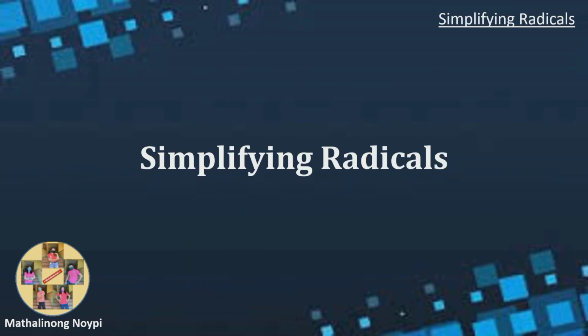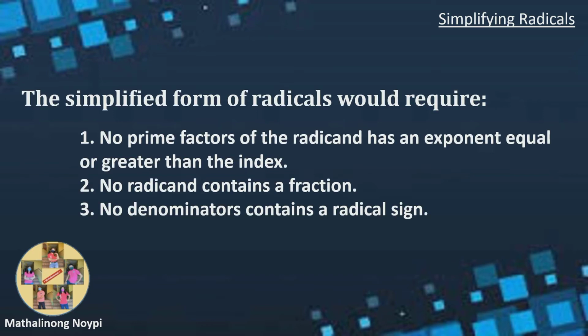Now let's proceed to simplifying radicals. But let's take the reminder that the simplified form of the radicals would require: first, no prime factors of the radicand has an exponent equal or greater than the index. Number 2, no radicand contains a fraction. Kailangan hindi naka-fraction ang radicand. And then number 3, no denominators contain a radical sign. So, ibig sabihin, kailangan denominators natin ay hindi naka-radical sign.